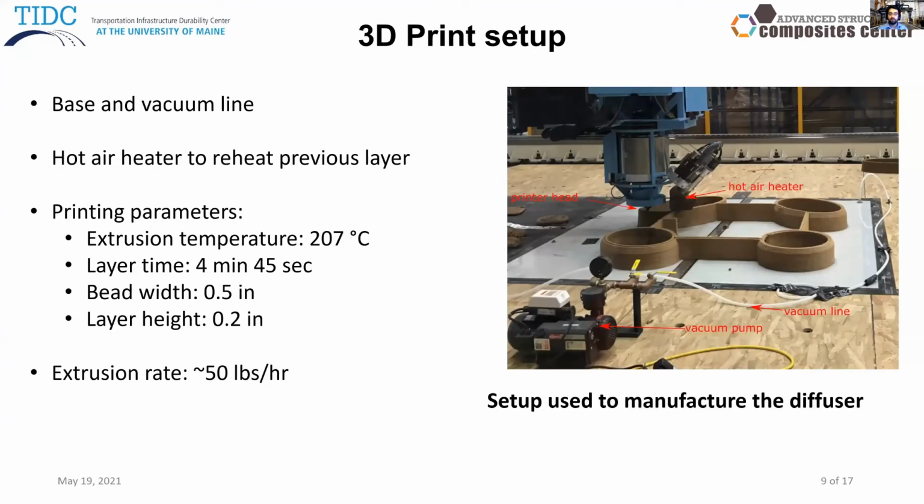The print setup is shown in the figure to the right. The vacuum line over the base creates suction to hold the 3D printed part in place. Hot air is used to reheat the previous layer to enhance bonding. The extrusion temperature of 207 degrees Celsius and the layer time of 4 minutes 45 seconds was adopted based on previous trials. A bead width of ½ inch and a layer height of 0.2 inches were adopted. The extrusion rate was about 50 pounds per hour for this print.